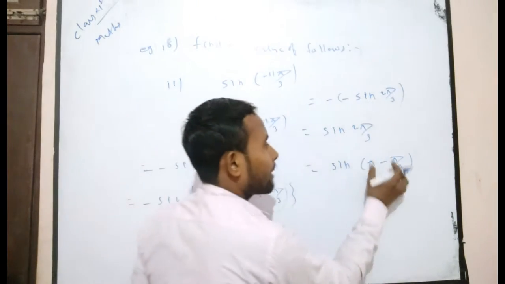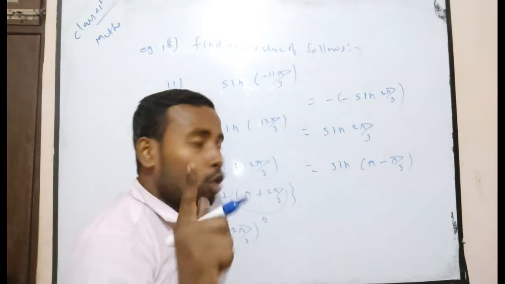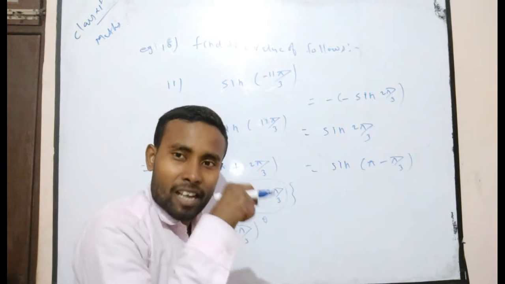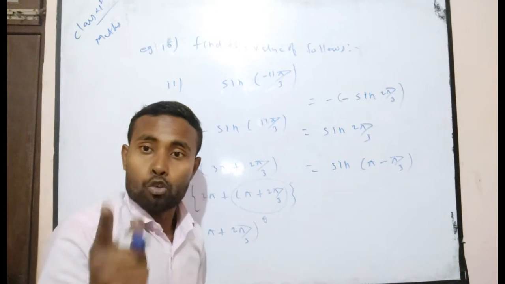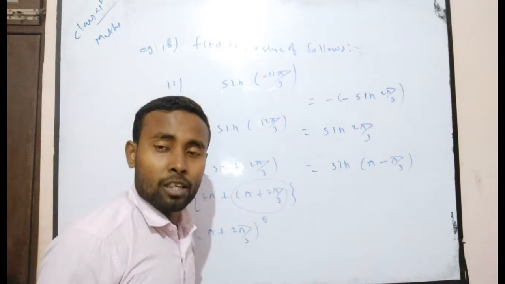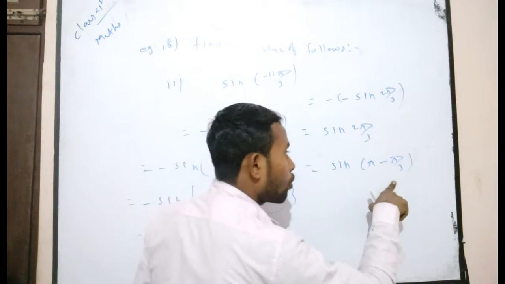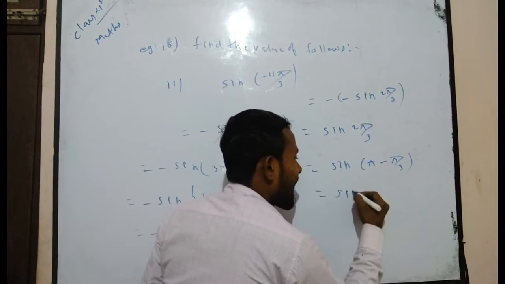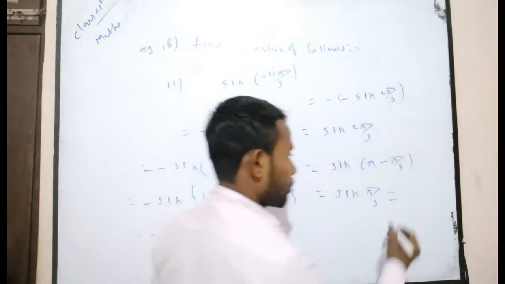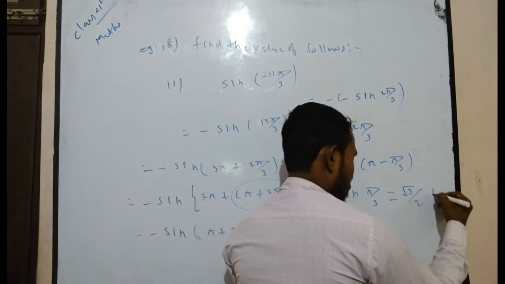If you convert 2 pi by 3 as pi minus pi by 3, then what is the value of sin pi minus theta? It lies in the second quadrant, in which sin and cosec will be positive and all other trigonometric functions will be negative. So you can write it as sin pi by 3. As you know, sin pi by 3 is equal to root 3 by 2. So its value will be root 3 by 2.